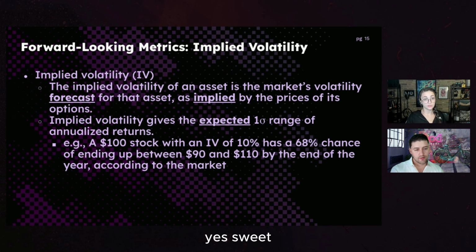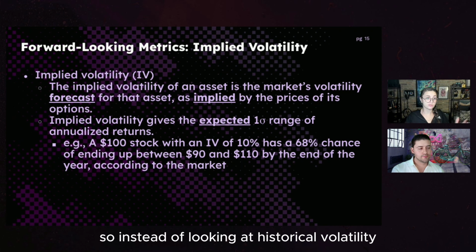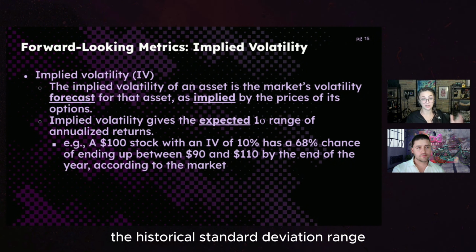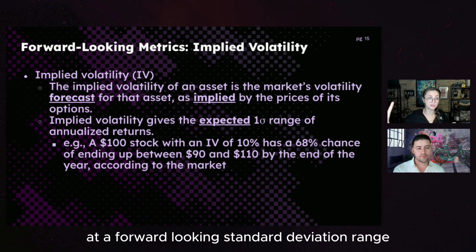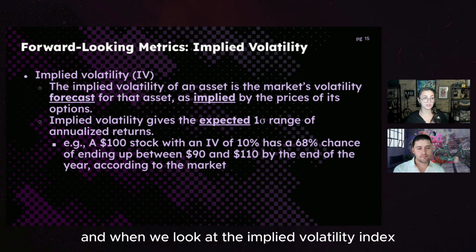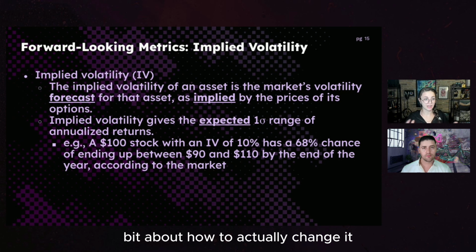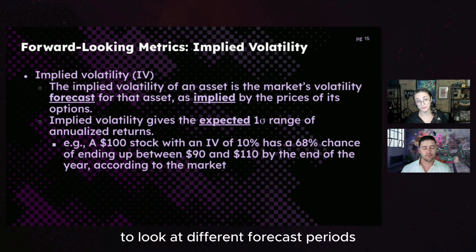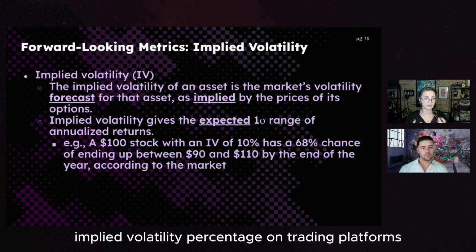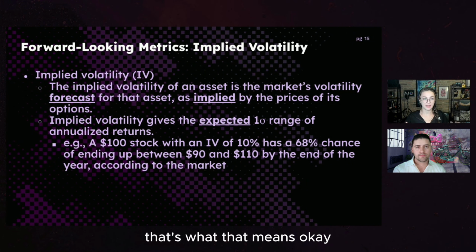Sweet. So instead of looking at historical volatility, the historical standard deviation range, we're looking at a forward-looking standard deviation range. When we look at an implied volatility index, such as the VIX, that's given in an annualized format. I'll talk a little bit about how to change it to look at different forecast periods instead of one year. But when you see an implied volatility percentage on trading platforms, or when you look at the VIX, that's what that means.